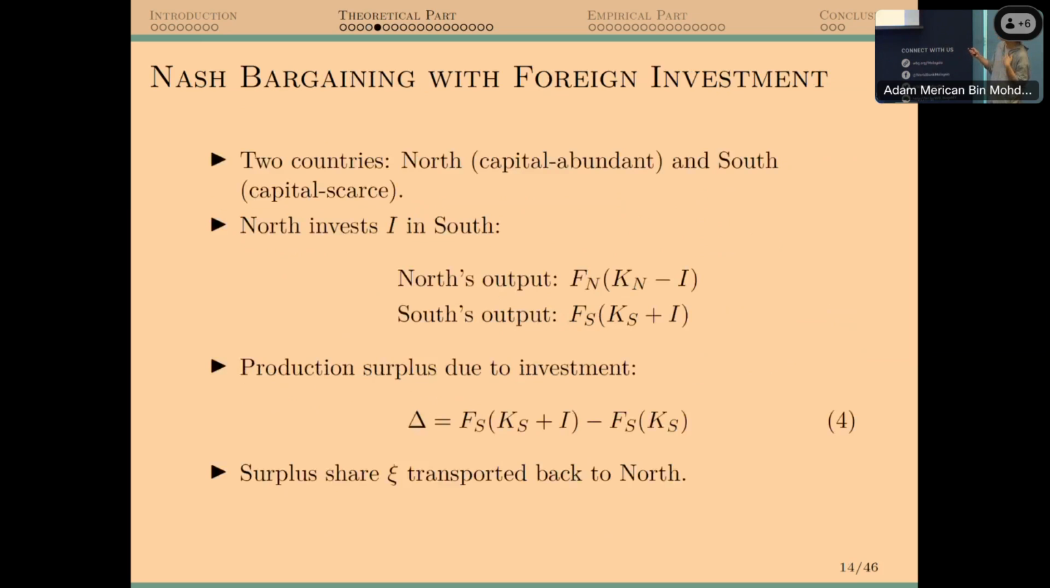Now we introduce foreign investment in the Solow model. As I mentioned earlier, the investment is just I; we didn't classify different types of FDI. So the North country's capital is K_N minus I because of FDI, and the South country's is K_S plus I. The production of the surplus becomes F at the capital of K_S plus I minus the production function at K_S, the previous capital. And we use xi to represent the share transported back to the North because of the FDI. It's like the returns.